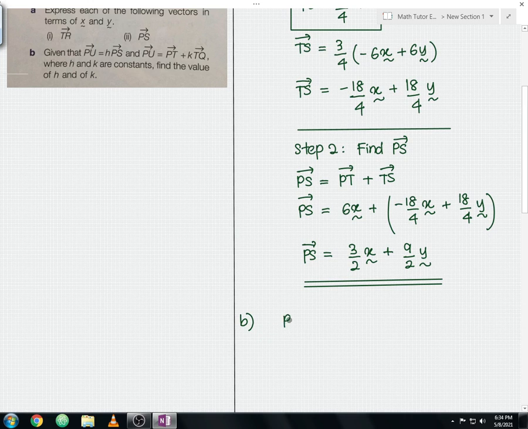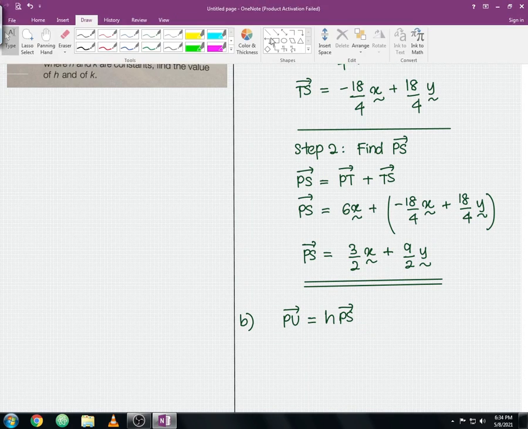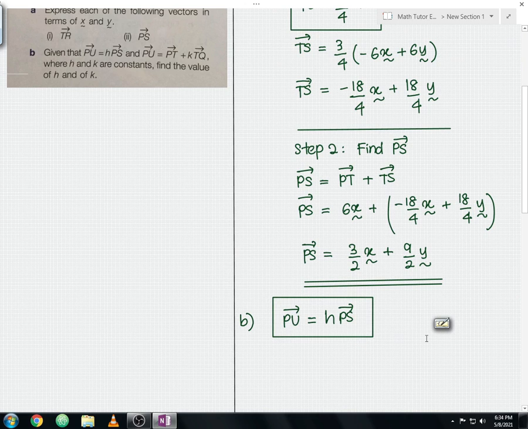So given that vector PU equals h times vector PS, let us box this relation. Vector PS we have already found in question A, part 2 over here, so we can just substitute over here to find the vector PU. So from here, vector PU is equals to h times 3 over 2 x plus 9 over 2 y.